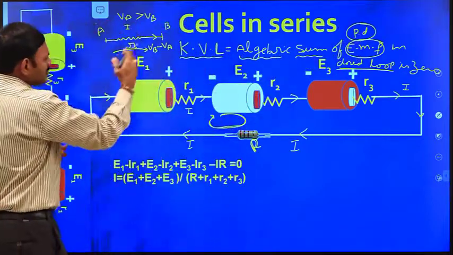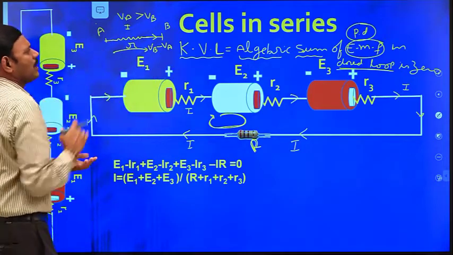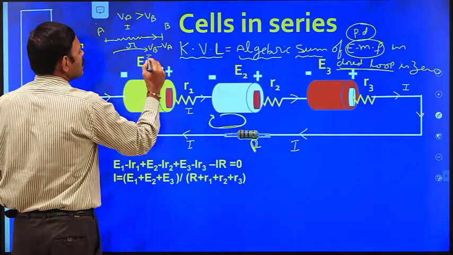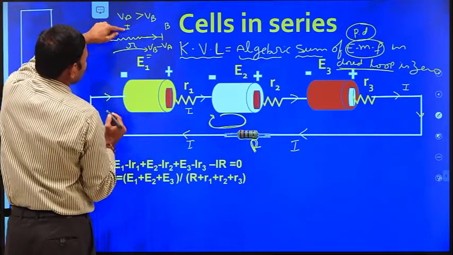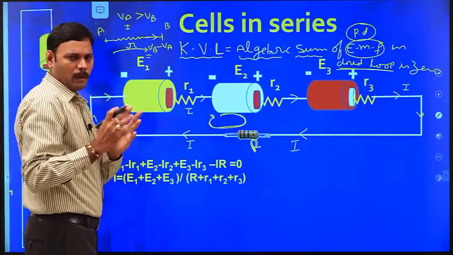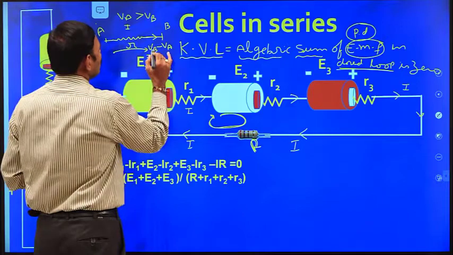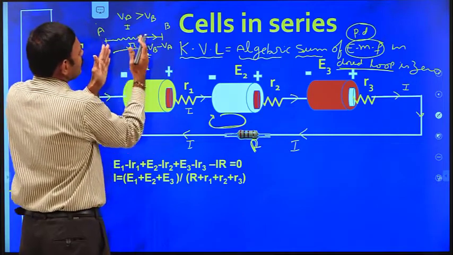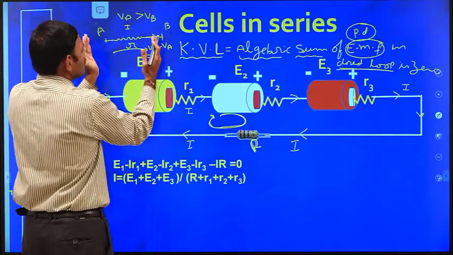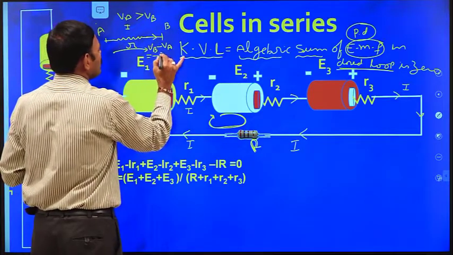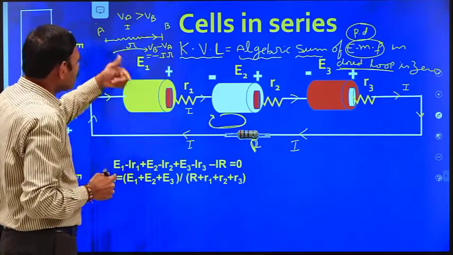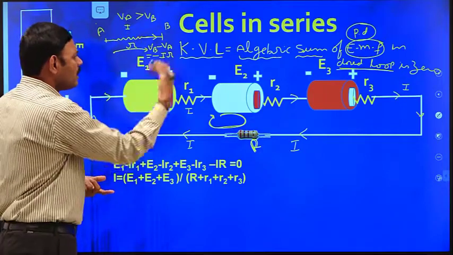What is meant by potential difference in the considered direction? VB minus VA. We know that V is equal to IR, according to Ohm's law; IR is the potential difference. But VB is less potential, VA is more potential, so VB minus VA is negative. So potential difference becomes minus IR. I repeat the explanation because we use this same expression every time.